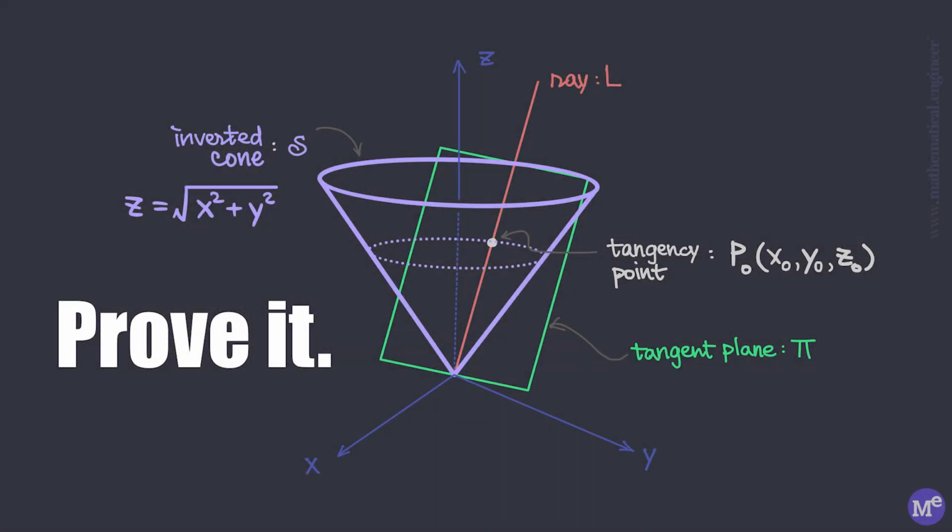Here is our plan of attack. We will first get the equations of the tangent plane and the ray, and then use them to show the two intuitive facts. So step 1, let's find the equation for the tangent plane to the conic surface.